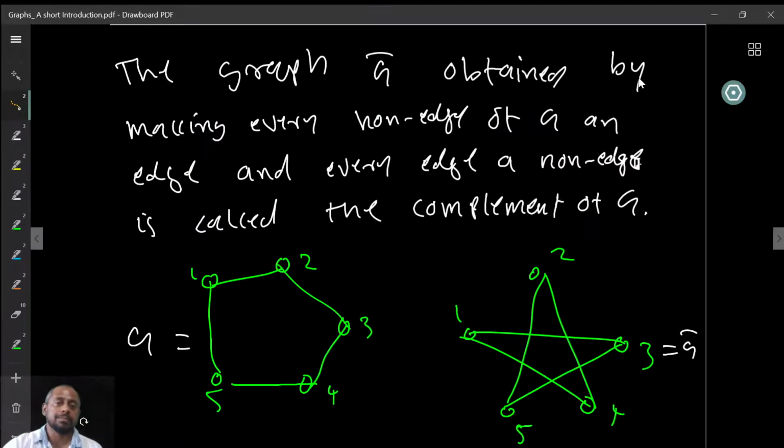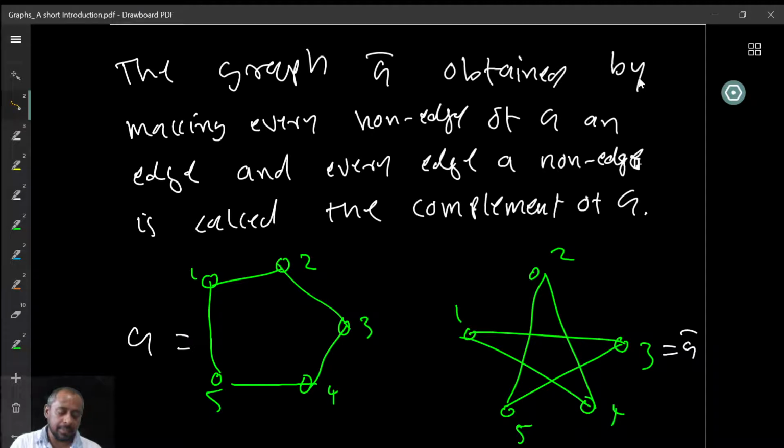Now the graph G bar is obtained by taking the graph G and making all the non-edges, which means any pair of vertices which is not forming an edge, an edge of the graph G bar, and every edge of the graph G I will make a non-edge. So I just remove those edges, right? Such a graph is called the complement of the graph G.